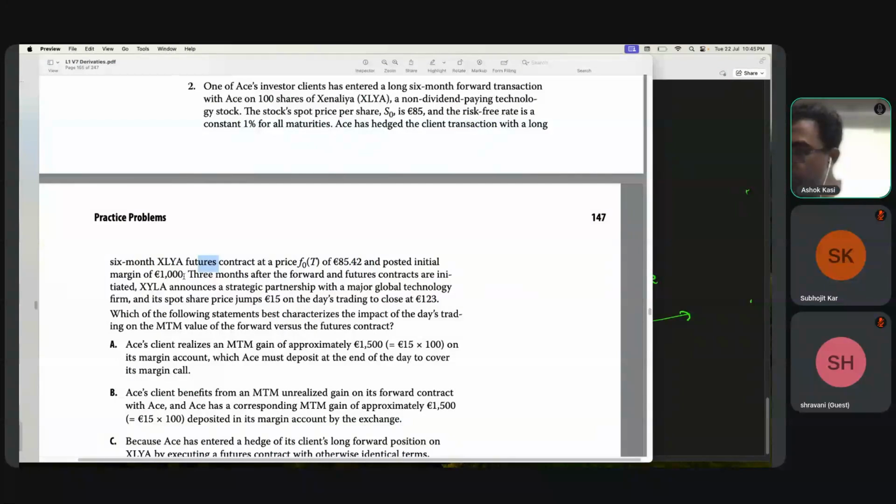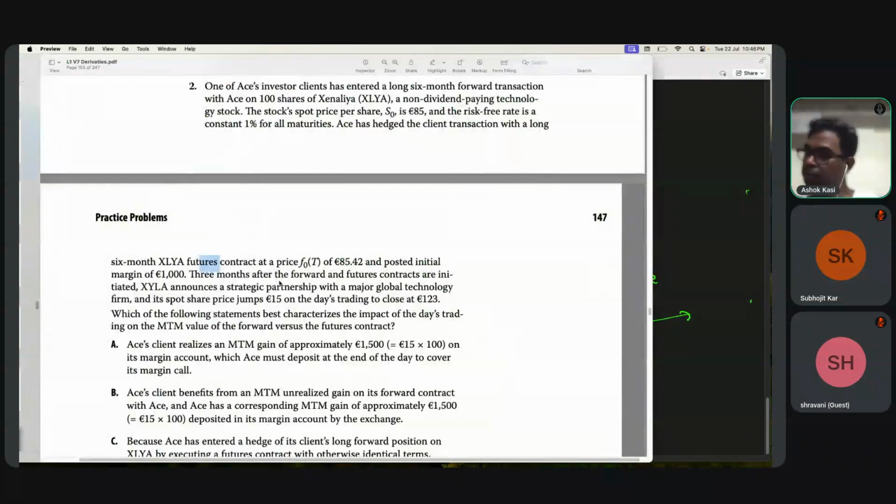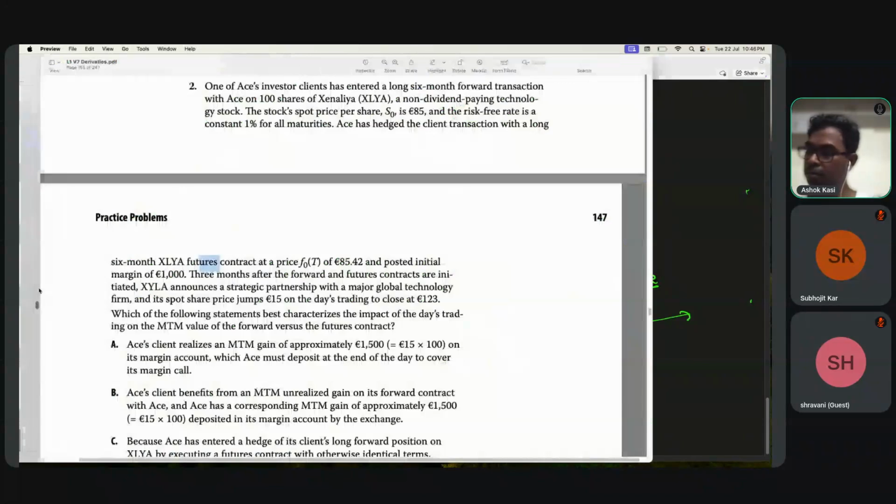And posted initial margin of 1000. Because this is a future, he is supposed to pay margin. Initial margin of 1000.